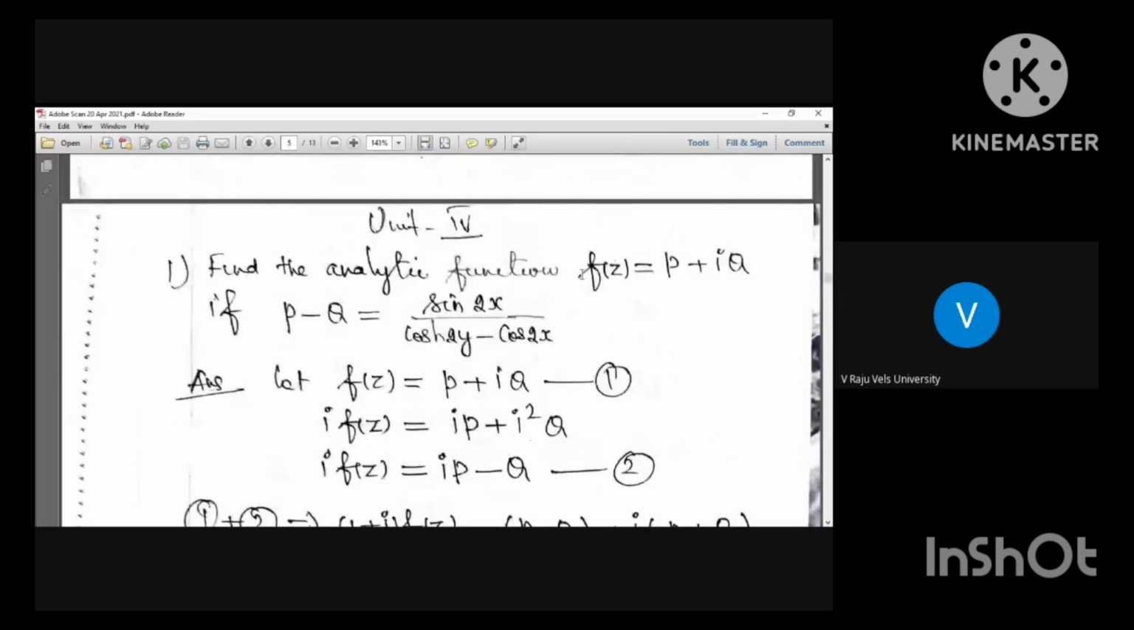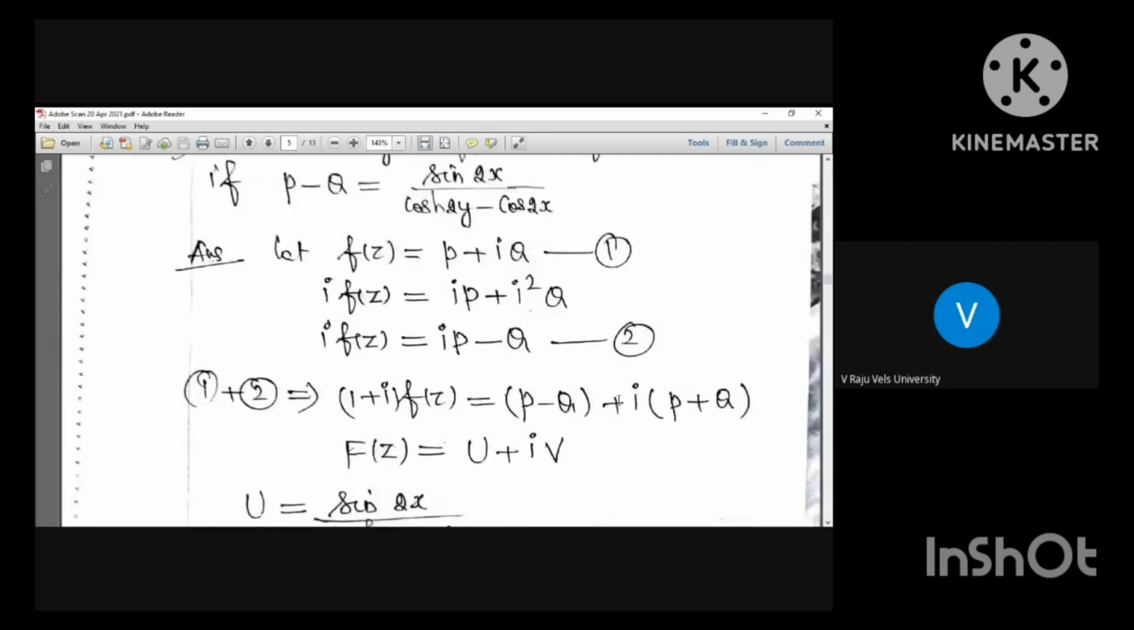So here, find the analytic function f of z is equal to p plus iq, if p minus q is given. Directly u is not given, v is not given. To confuse us, they have given p minus q. We know that only if u is given or v is given, then only we can solve. But here p minus q is given, so we have to change it. Let f of z is equal to p plus iq. Both sides I am multiplying by i. I into f of z is equal to ip plus i square q. So i into f of z is equal to ip minus q.